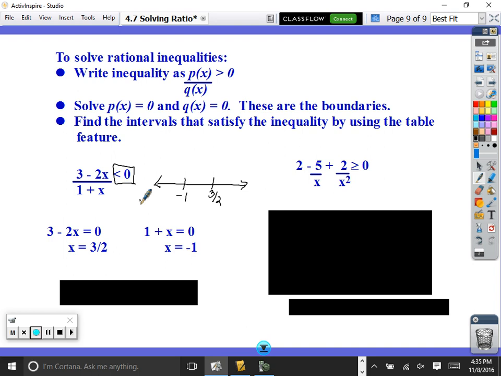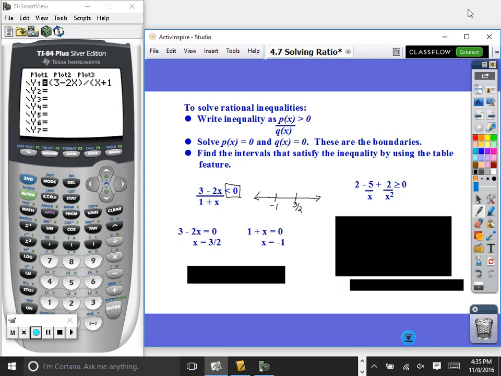So this is where you'll now get your calculator, and we will put our function in our calculator. And our function is, in parentheses, 3 minus 2x divided by, in parentheses, x plus 1. And enter that.